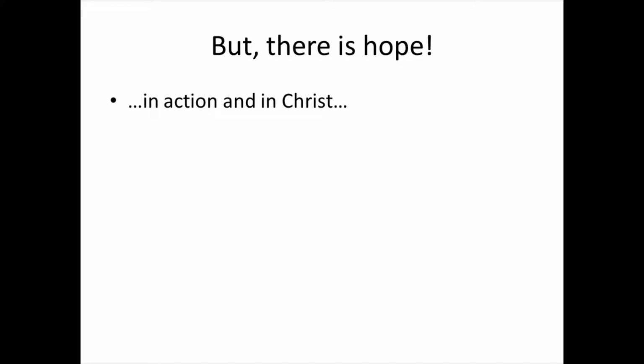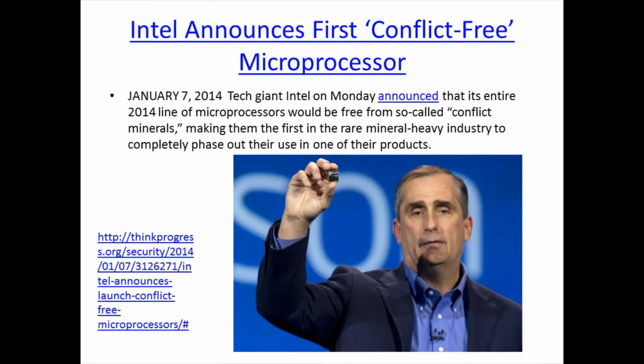I loved this article. Tech giant Intel on Monday announced that its entire 2014 line of microprocessors would be free from so-called conflict minerals, making them the first in the rare mineral heavy industry to completely phase out their use in one of their products. So we can take some social action to change some of these directions. Imagine being in a company that's going to stand up and say, we're going to do some research, find out where some of our resources are coming from, and make sure that we're not supporting these actions in places like Congo, where it's supporting child slaves and other things that are going on.